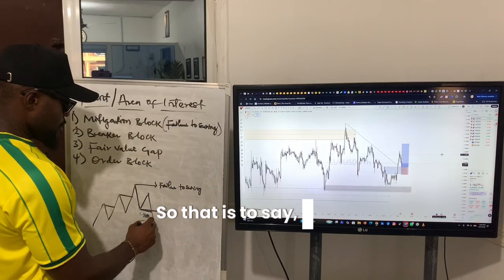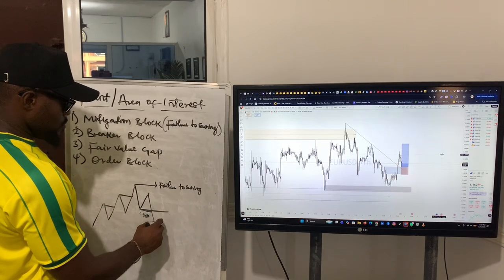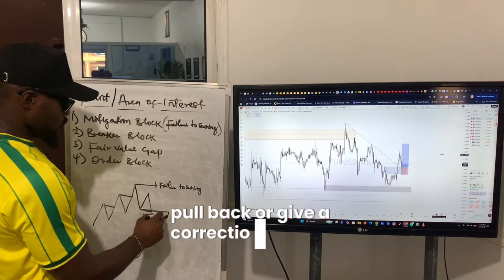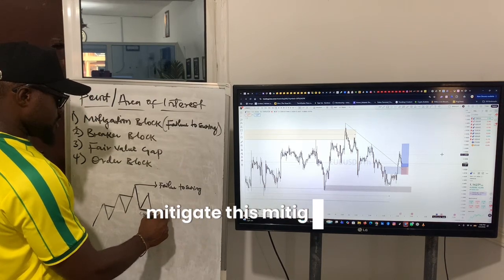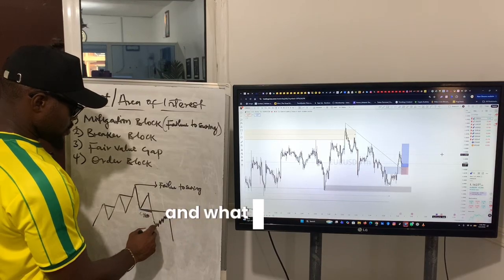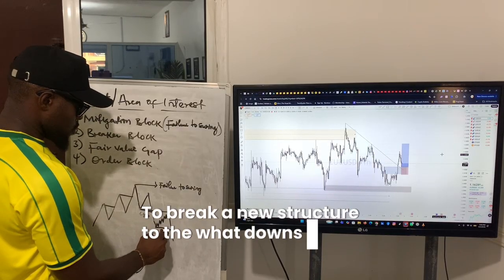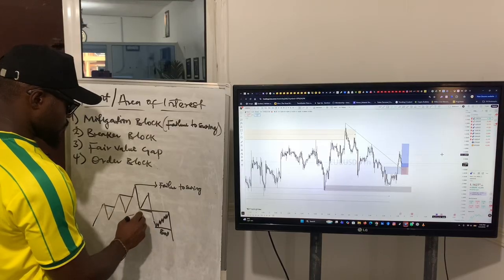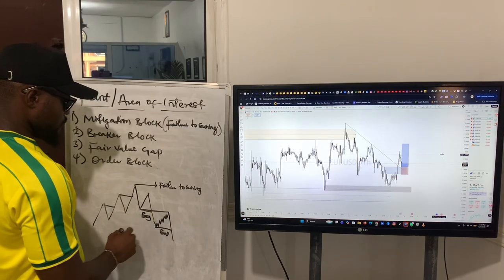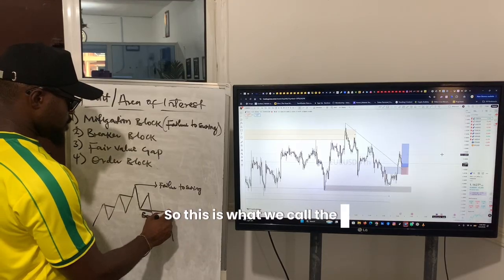So that is to say, price will what? Pull back or give a correction, mitigate this mitigation block, and what? Continue pushing down to break a new structure to the what? Downside. So this is what we call the mitigation block.